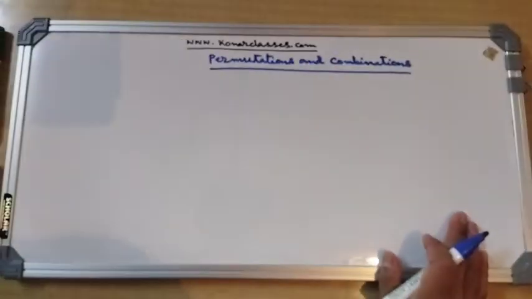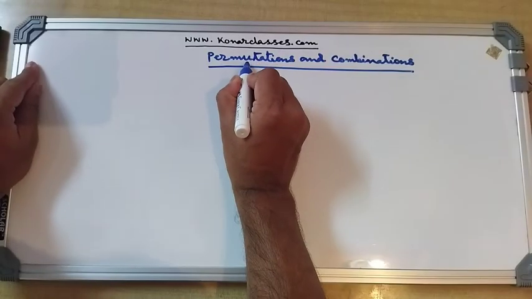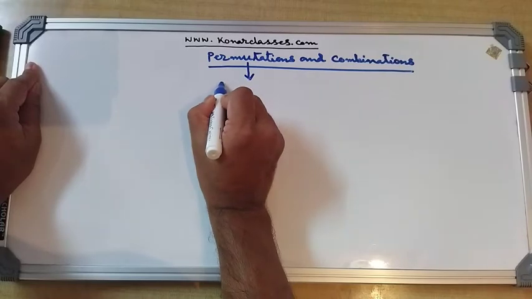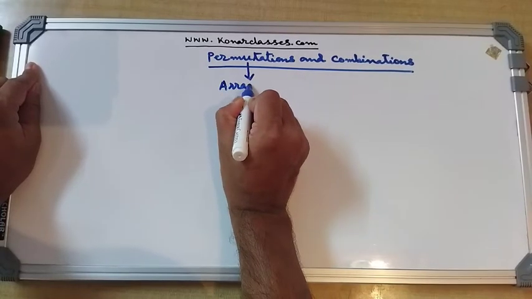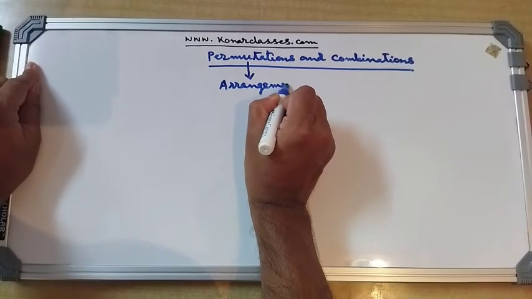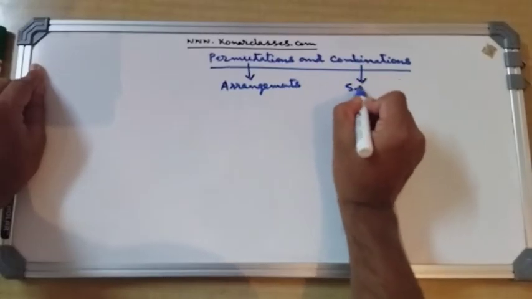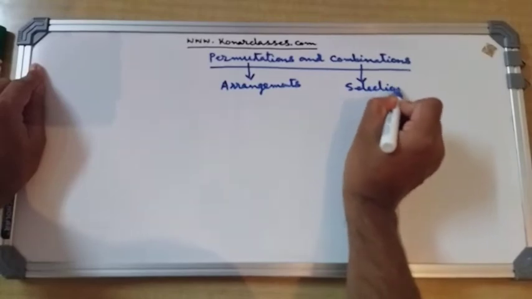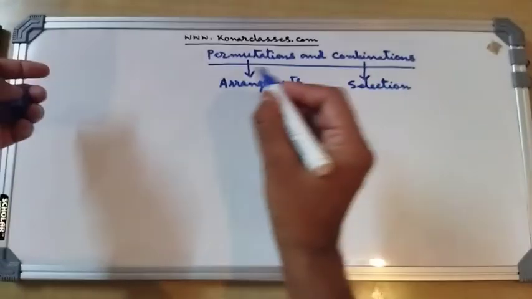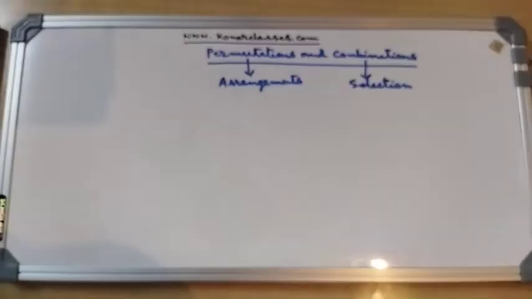So let us first understand the purpose of permutation and combination and what the differences between them are. Permutations are related to arrangements, and combinations are related to selection. Okay. So let me give you an example to understand the difference between arrangements and selection.